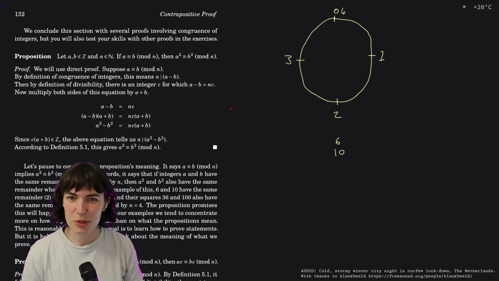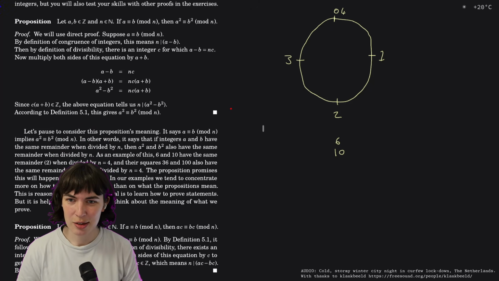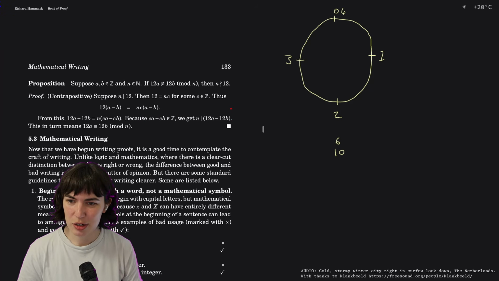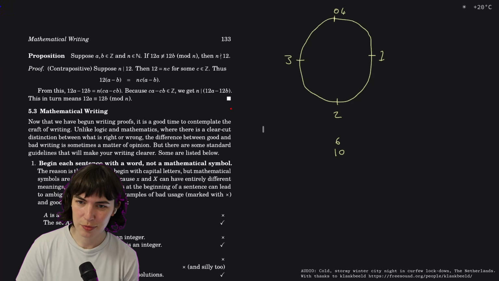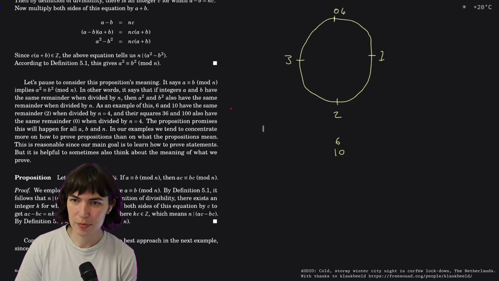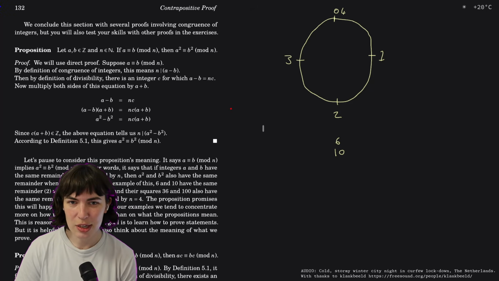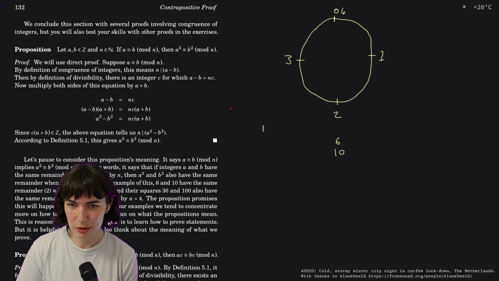We conclude this section with several proofs involving congruence of integers, but you will also test your skills with other proofs in the exercises. Okay, and we've got a bunch of different examples here. Let me just load the features of these into my brain. I don't think I'll follow them. I'll probably go back to them.